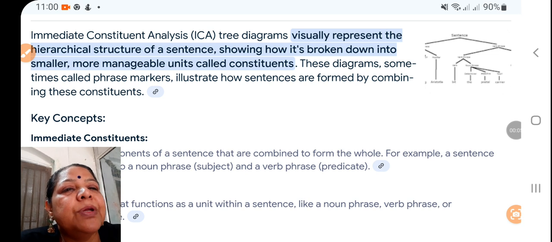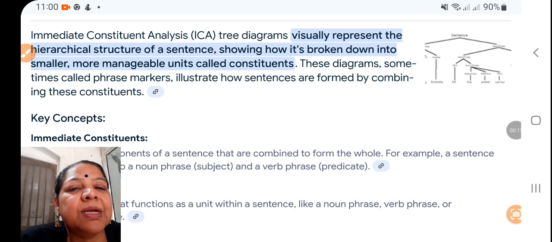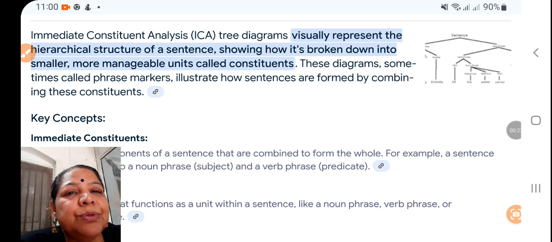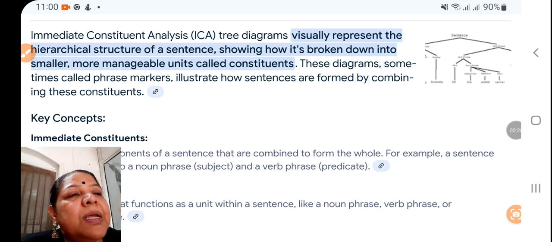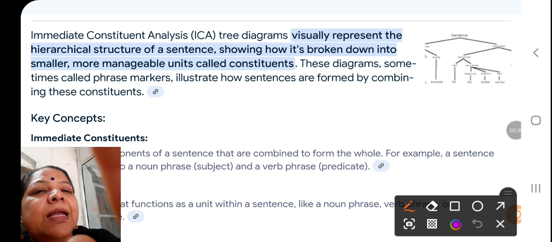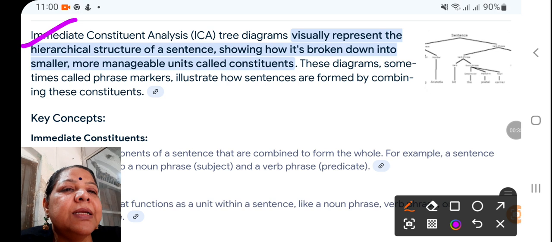Today we are going to discuss ICA analysis, that is immediate constituent analysis, and how a sentence is analyzed. So let us start. Immediate constituent analysis, IC analysis, right? So that is immediate constituent analysis.